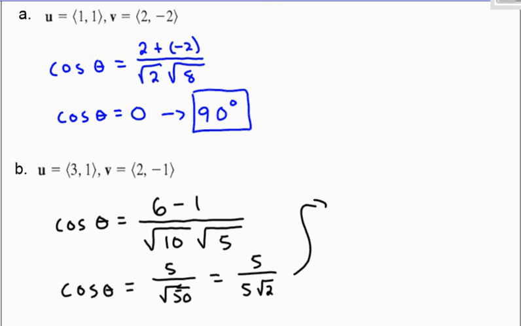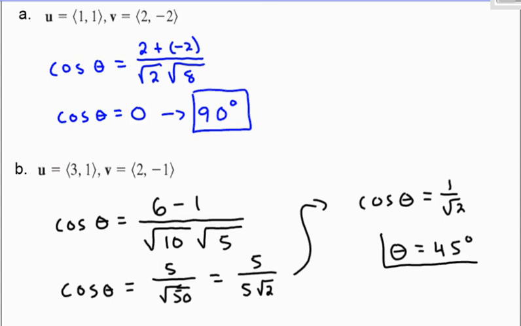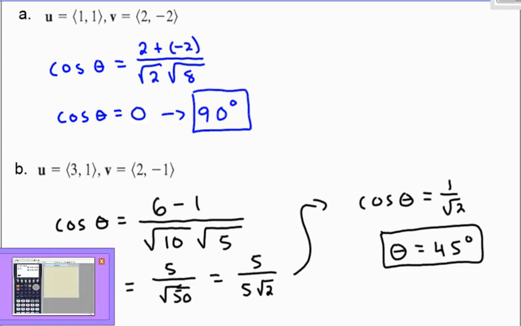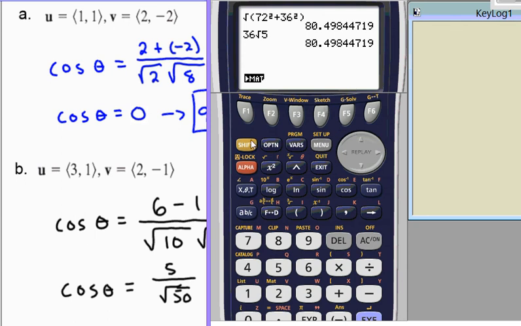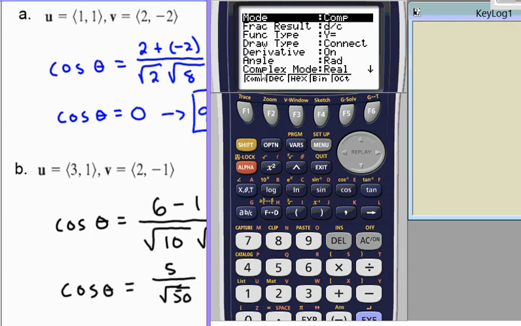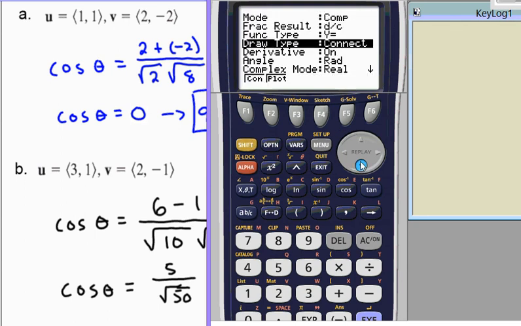So basically, we want to know, where does the cosine of theta equal 1 over square root of 2? Well, cosine of 45 degrees is 1 over square root of 2, so that's 45 degrees, or pi over 4. Okay. You guys remember too, if we were doing this on our calculator, let's see, I'm going to check my mode. I'm in radian mode, so I'm going to change this to degree.